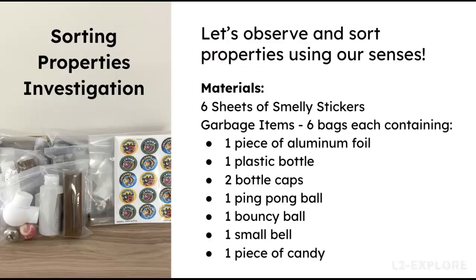In the Explore portion of this lesson, you will set up the Sorting by Properties investigation by putting students into groups of 3 or 4 and preparing enough materials for each group. Each group should have the garbage items and 1 pack of smelly stickers. You can pause the screen to view the materials that you and your students will need. The detailed procedure for this activity can be found in the Lesson 2 teacher guide.